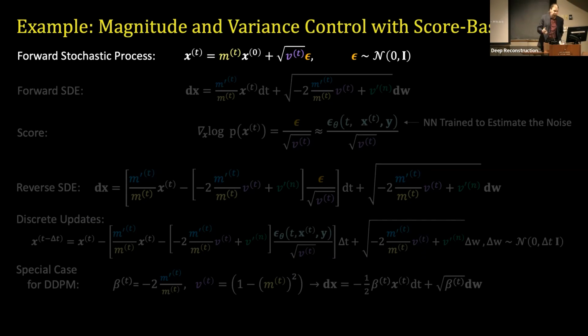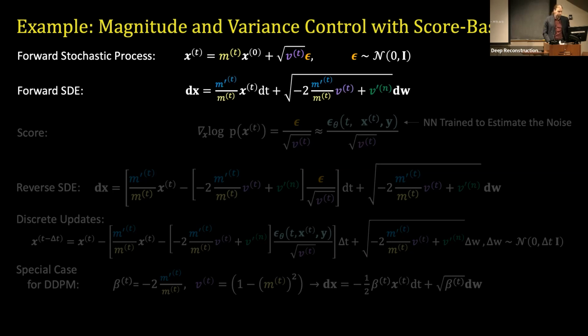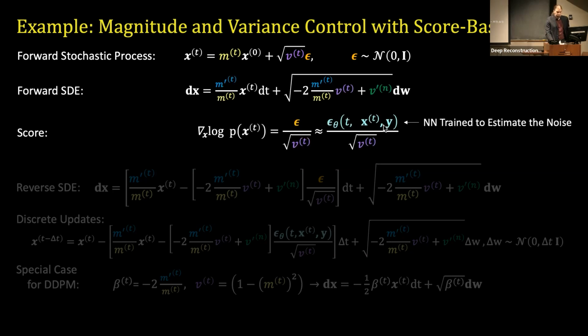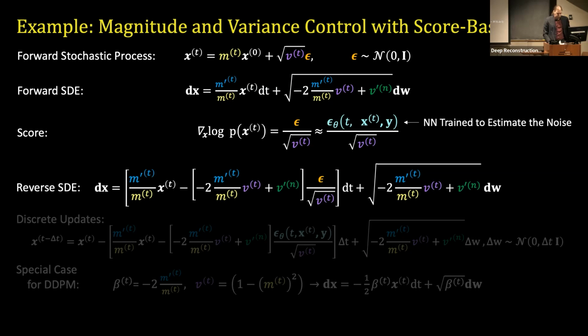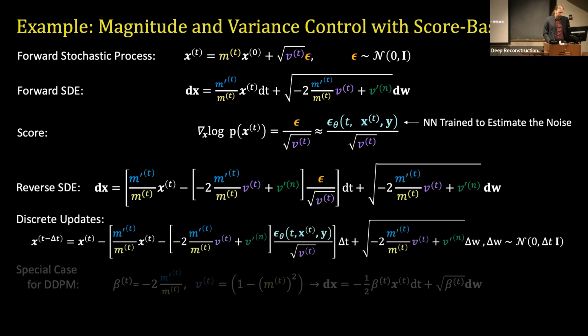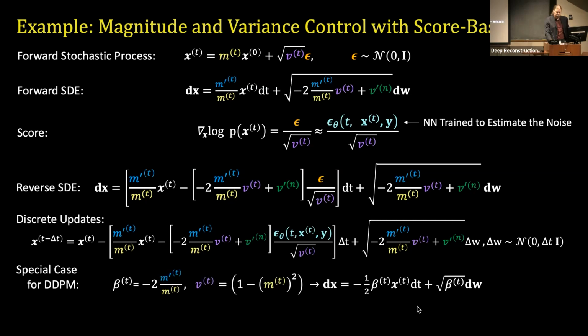So just to show another example of this, let's define an arbitrary temporal sequence where the image is fading according to this term M of t, and the noise is increasing according to this V of t. You can write down that stochastic differential equation. You can write down the score. Again, that's the thing you're going to be training your network on, but the way you apply it is through this reverse stochastic differential equation. And in practice, you're going to do that with a discretized version. And the original DDPM that I showed you before is really a special case where there's just a single scalar defining both.